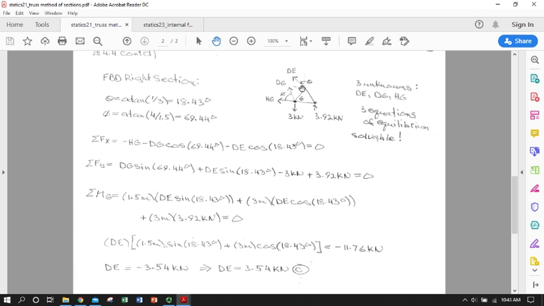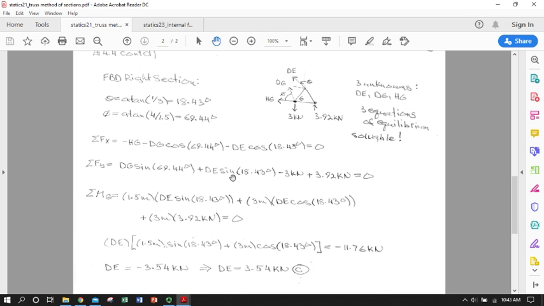Sum in the y, we'll have now the sine theta component of DE going upwards. We have the sine component of DG, sine phi, and then we'll subtract 3 kilonewtons for an applied load, and we'll add 3.92 kilonewtons for our right-handmost support reaction.